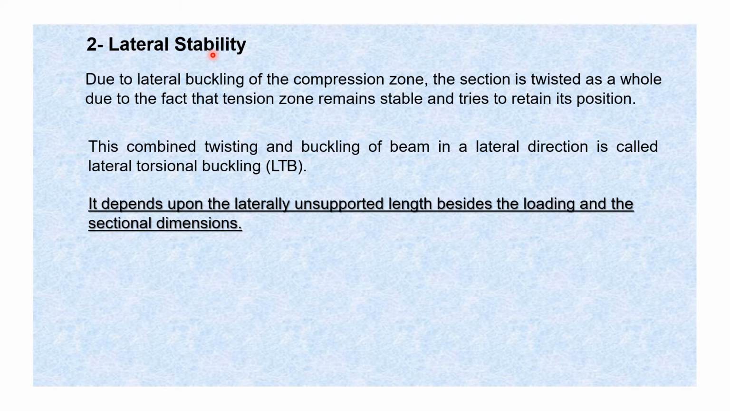Second one is the lateral stability. Due to lateral buckling of the compression zone, the section is twisted as a whole, because the tension zone remains stable and tries to retain its position. The combined twisting and buckling of the whole beam in a lateral direction is called lateral torsional buckling.